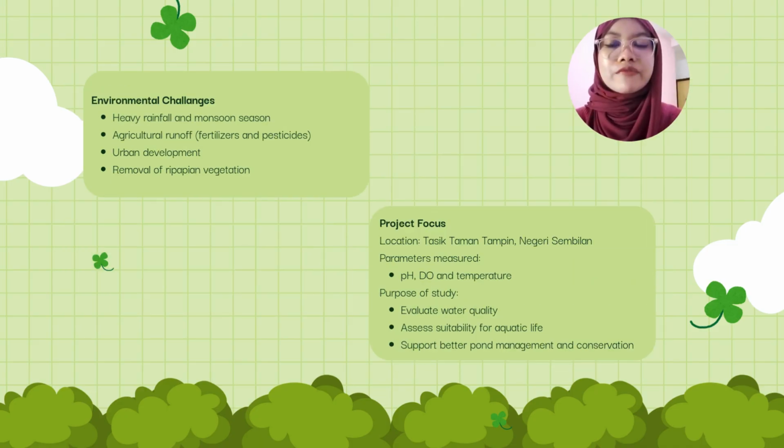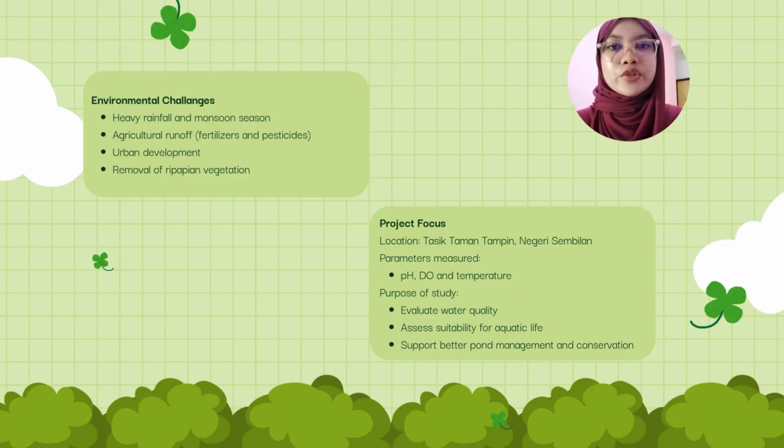However, there are some environmental challenges that can affect pond water quality in Malaysia. These include heavy rainfall during monsoon seasons, agriculture runoff, urban development, and the removal of riparian vegetation, all of which can alter the water chemistry and temperature.